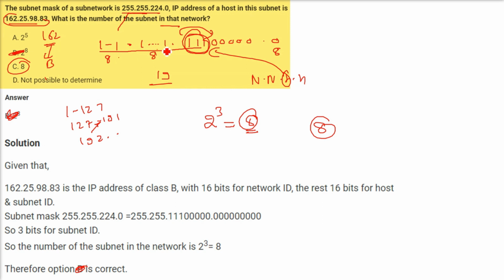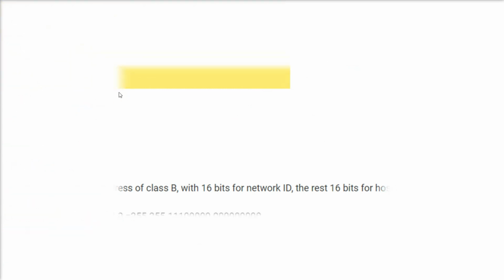And how many hosts are there? See, we have 5 zeros, sorry, then 8 zeros, so 8 and 5. So 13, 2 to the power 13 minus 2 is your number of hosts that can be assigned in these 8 networks.